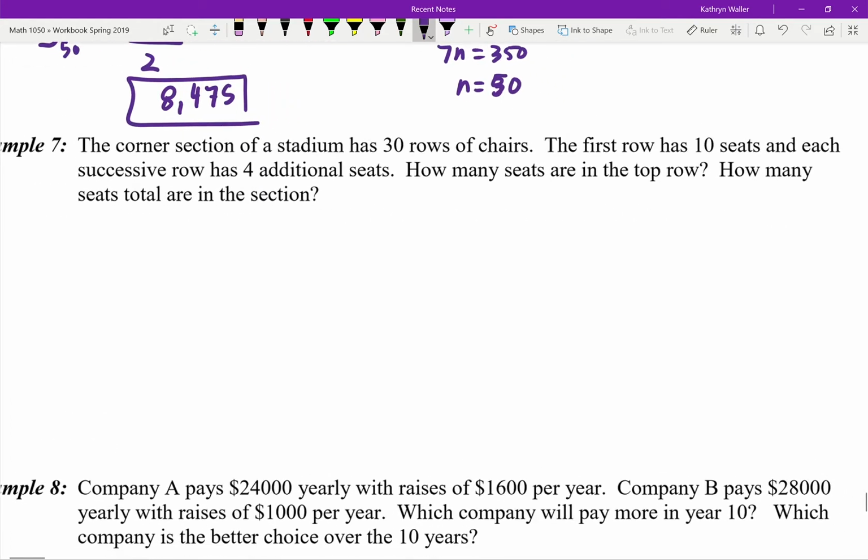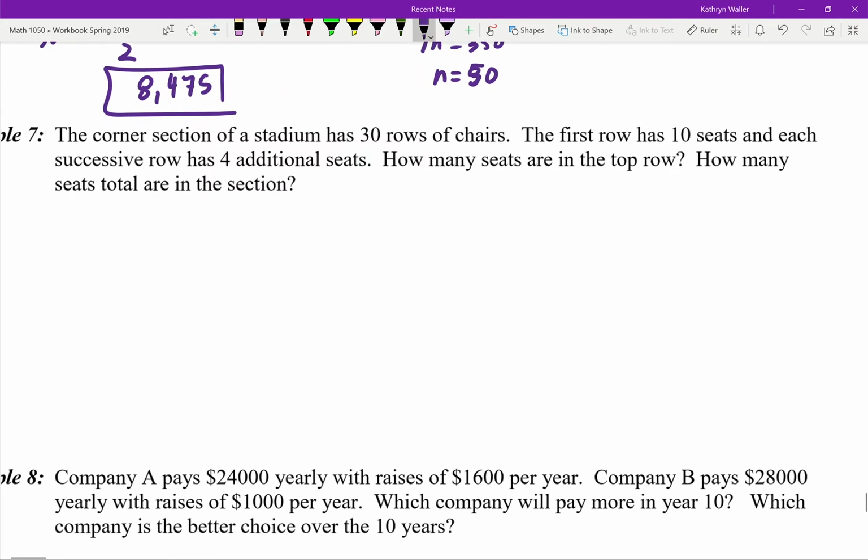Okay, here's number 7. The corner seat of a stadium has 30 rows of chairs. So you know it's like when you're at a football game and you've got the goes like this, like across the front, and then you've got the end zone, and then you've got this weird section like transitioning, right? So it kind of looks like this. So let's draw a picture of it so you can get the idea. So start narrow and then it gets wider. Okay, so it has 30 rows.